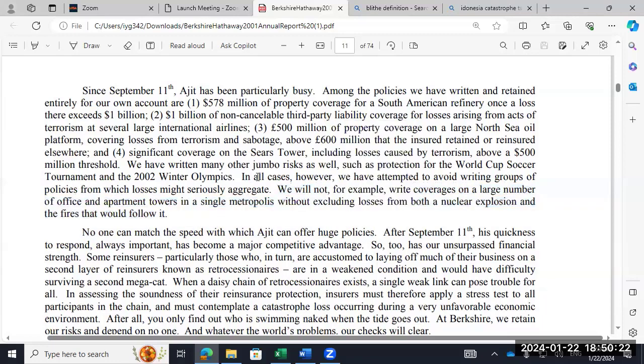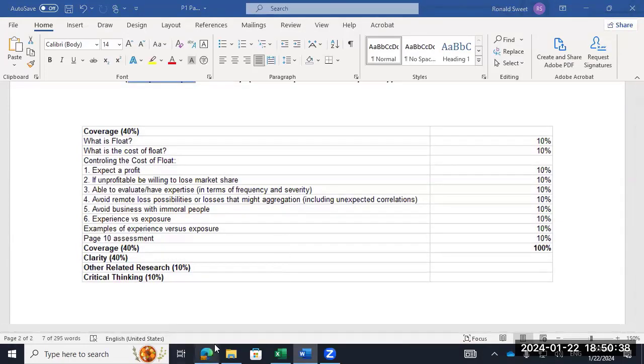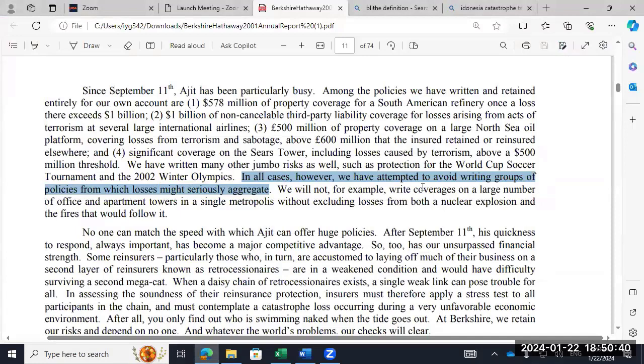We will not. In all cases, we have attempted to avoid writing groups of policies that might aggregate. So he's getting to this part of the rubric, avoid remote loss possibilities that can aggregate. So he says we're avoiding that. Let's see if he's actually doing that. So I asked that question. We will not write coverages on a large number of office and apartment towers in a single metropolis. So that was his problem with the Twin Towers.